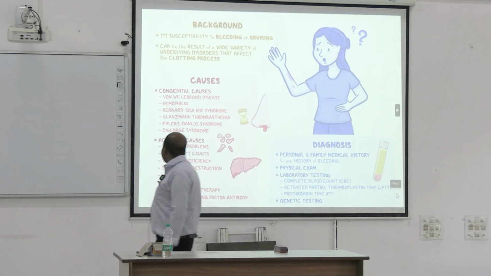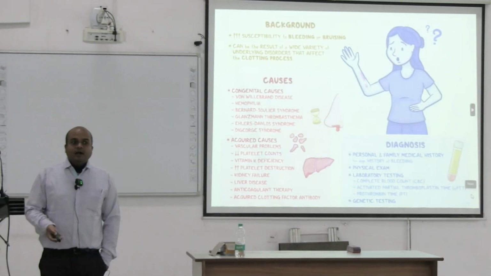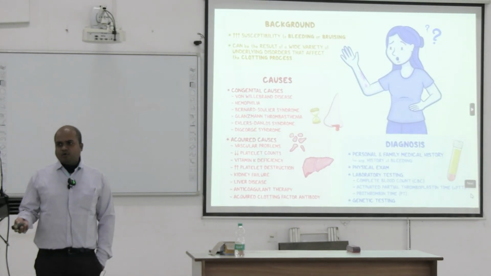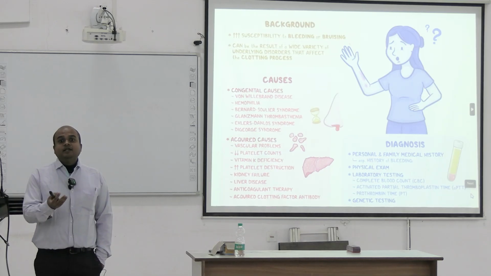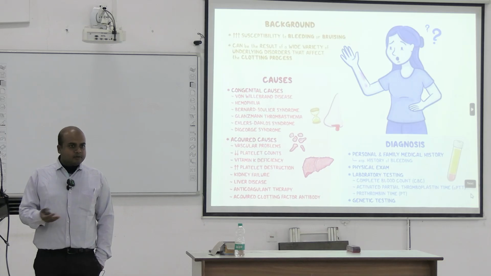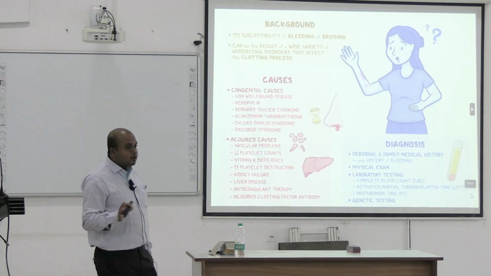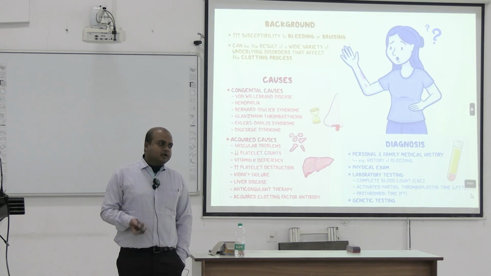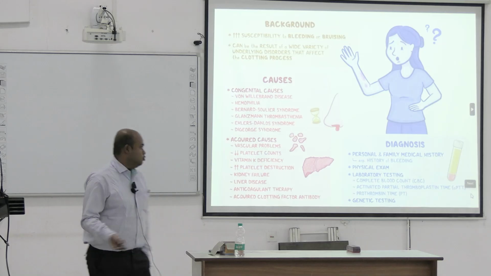Acquired causes you can write just from common sense, such as decreased platelet counts. What can be the causes of thrombocytopenia? Either formation is less, and not only for thrombocytopenia. What can be the causes of decreased RBCs? Either they are not being formed, or due to some reason they are getting destroyed. The spleen has become hyperactive; hypersplenism will lead to destruction of RBCs and platelets. These can be written from common sense: decreased formation or increased destruction can both lead to decreased counts. Okay.